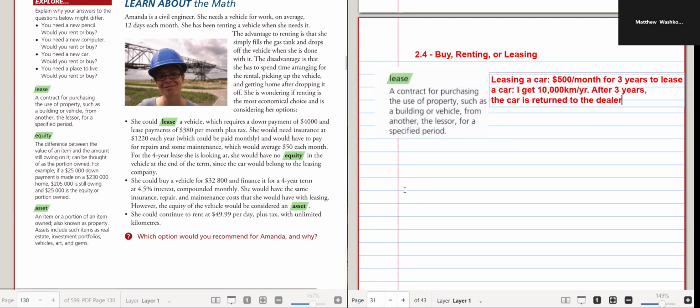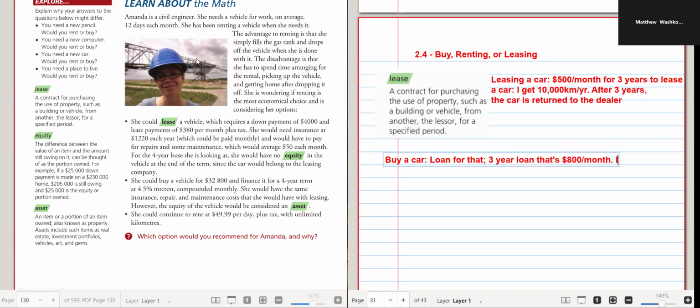So I don't own the car. Whereas if I buy a car, right, because it's buy, rent, and or lease, maybe I need a loan for that. Maybe in a 3-year loan, that's $800 a month. I get unlimited kilometers. After 3 years, I own the car and have paid it off. So obviously there's pros and cons to that, right? One's more expensive than the other.